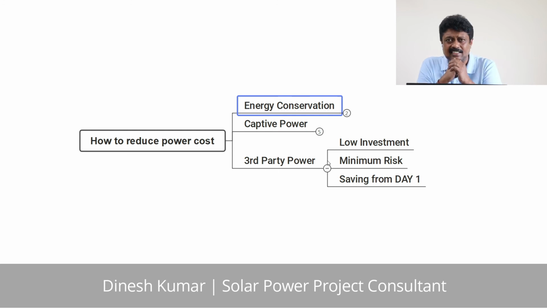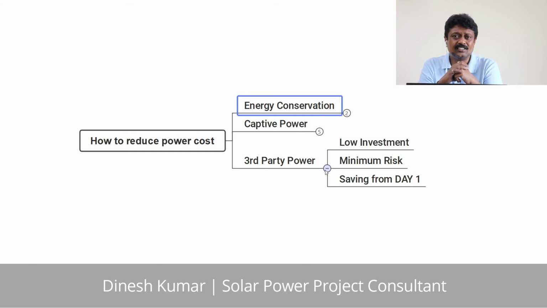So what's the advantage in this? The advantage when you go for open access or third party is that your investment is very, very low. It's a low investment game, and risk is minimum because the company which is actually delivering, which puts up the plant, takes care of all the headache, and it's a saving from day number one. So the question is now, if this is good, then why does one need to go for a captive power plant at all, right? That's a logical question you need to have.